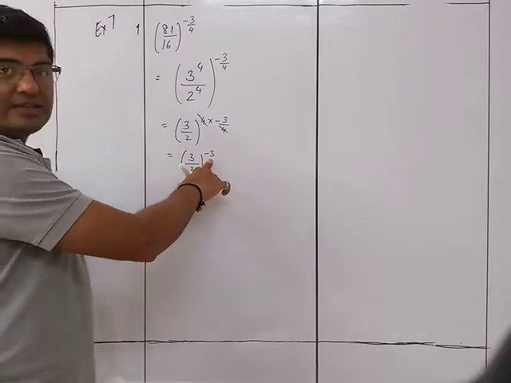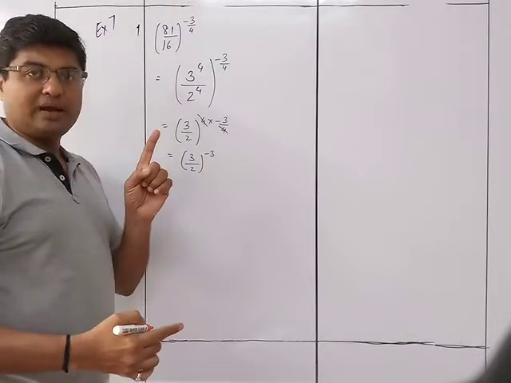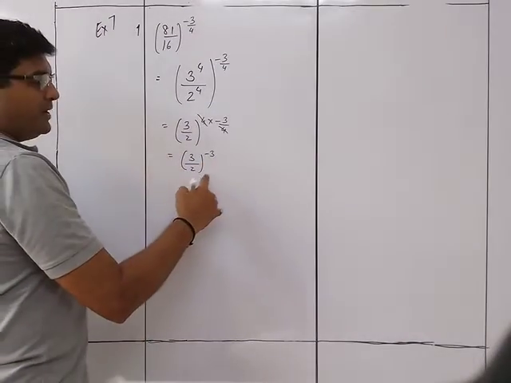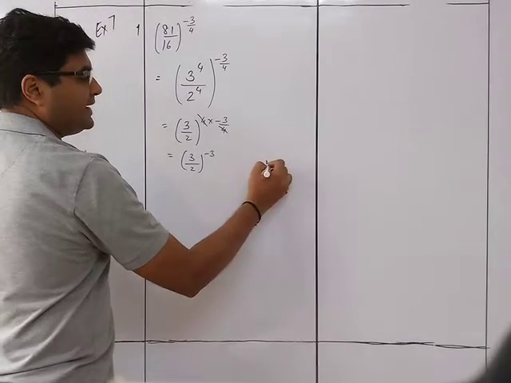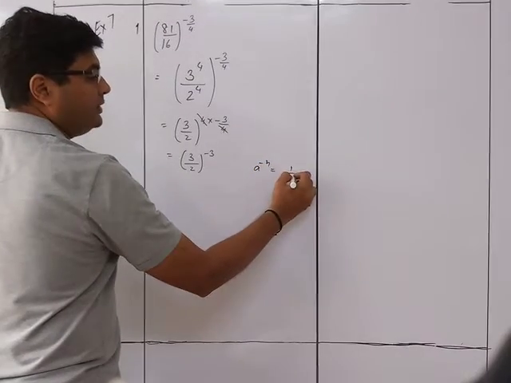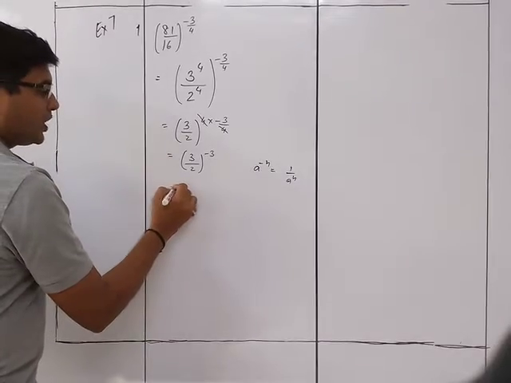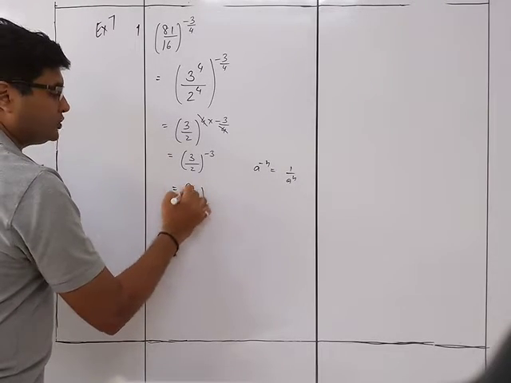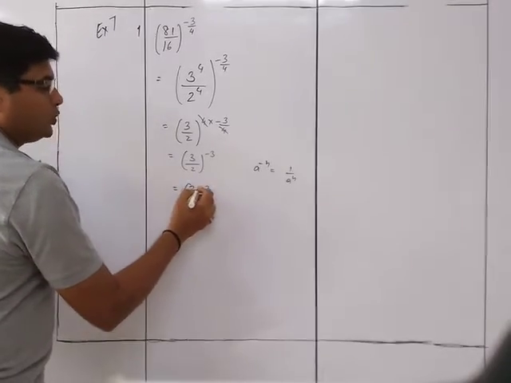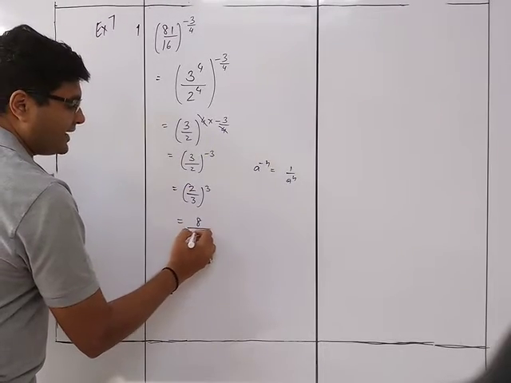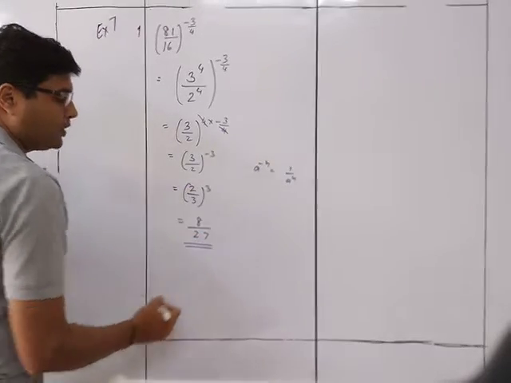Now because it's minus, I need to make it plus, so we'll use the formula a raised to minus n is equal to 1 upon a raised to n. So you take the reciprocal of this, and accordingly it will be 2 upon 3, the whole raised to 3. So the answer will be 2 cubed is 8, and 3 cubed is 27. So the answer is 8 upon 27.